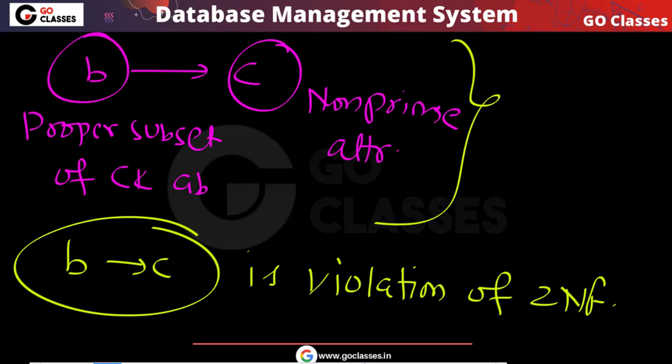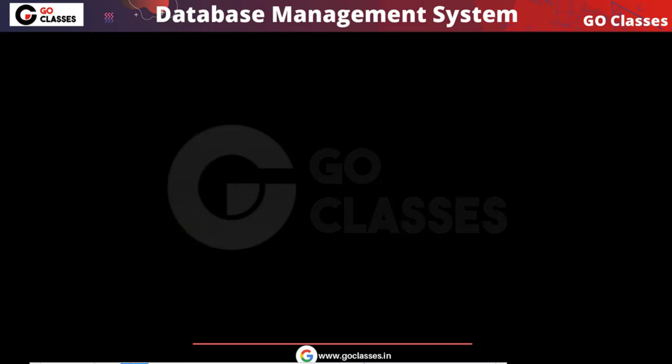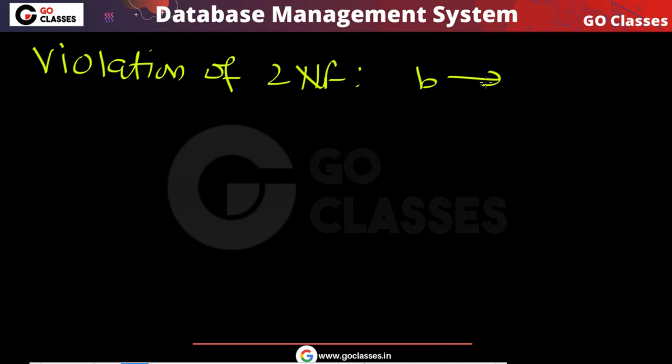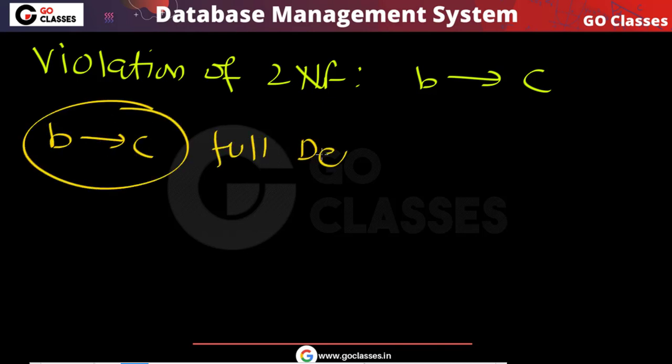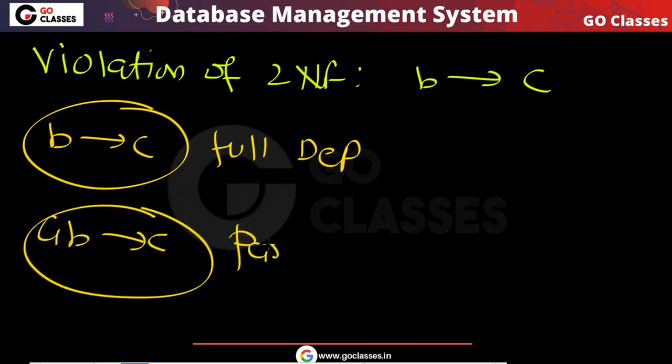But remember, many students have this misconception, so let me clear it. Violation of 2NF is this: B determines C. This is a violation of 2NF. But remember, AB determining something is actually a full dependency, while this one is actually a partial dependency. Here the non-prime attribute is partially dependent on the candidate key.